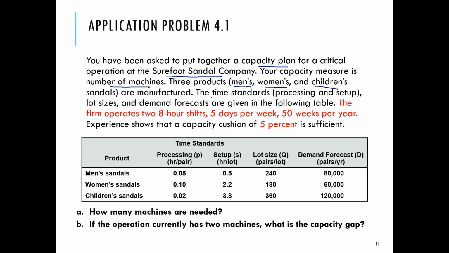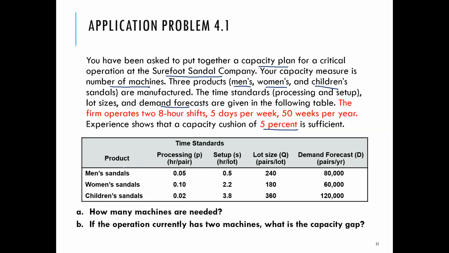The times needed for each of these products are provided in this table, and the demand forecasts are also provided in this table. The firm operates 2 8-hour shifts, 5 days a week, 50 weeks per year. Experience shows that a capacity cushion of 5% is sufficient. Now, this is the detail that we have been given in this problem. Now, let's first take the example of men's sandals.